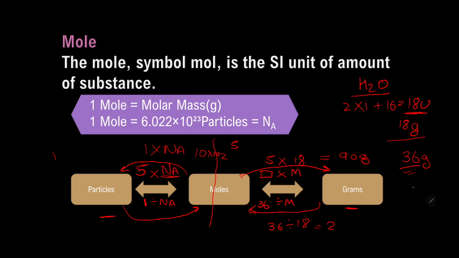In case you have to calculate the number of particles present in 18 gram of water, first calculate the number of moles. So you have 1 mole present in 18 grams. Then multiply the value of 1 mole, that means 1 into Na. That will be the number of molecules of H2O present in 18 gram of H2O.